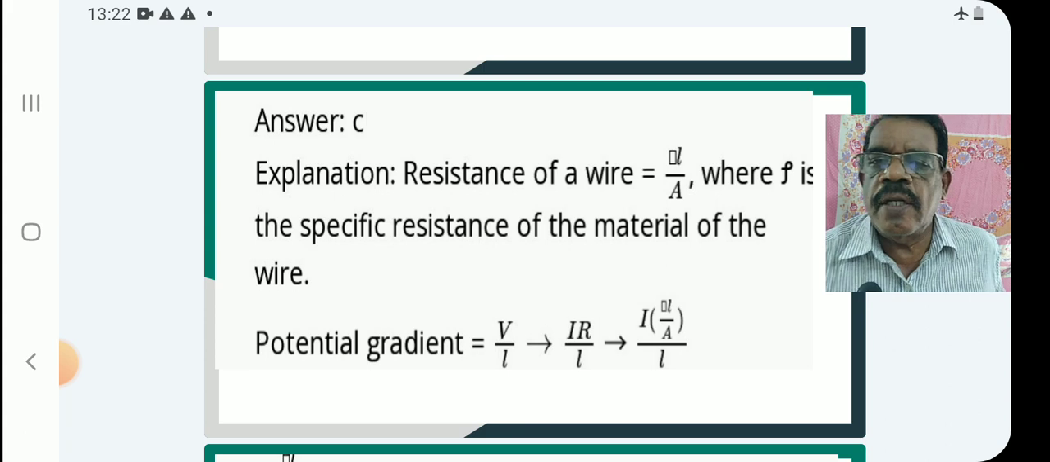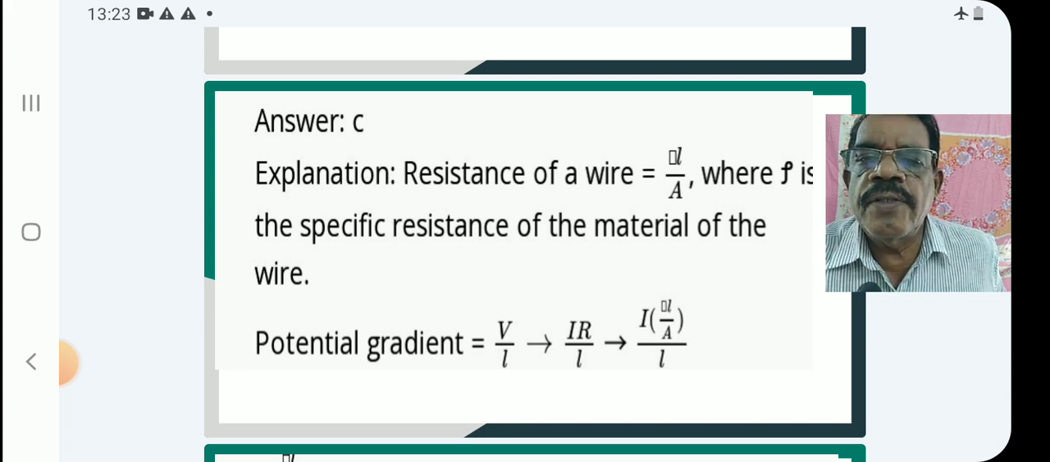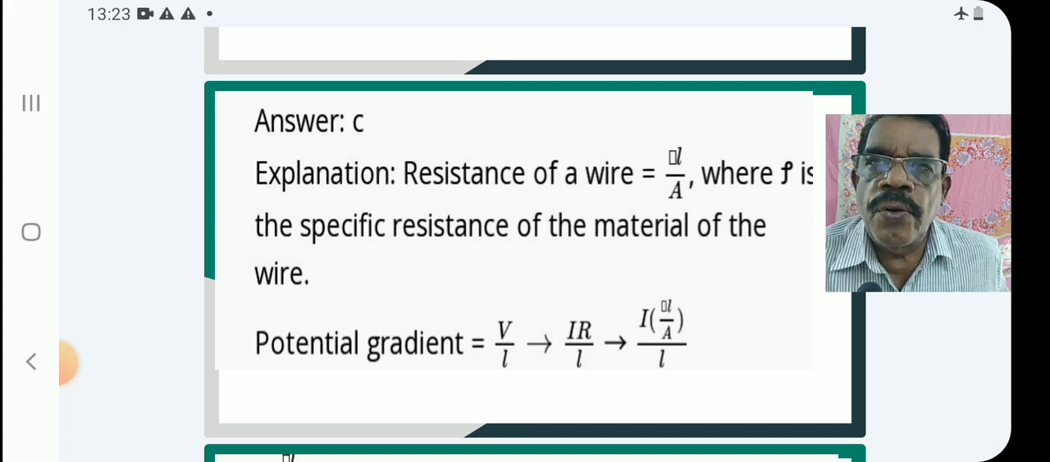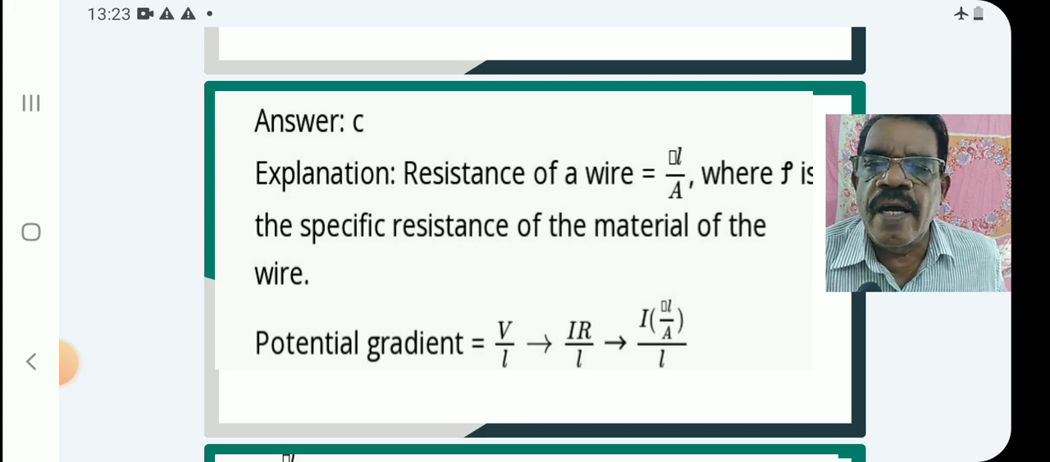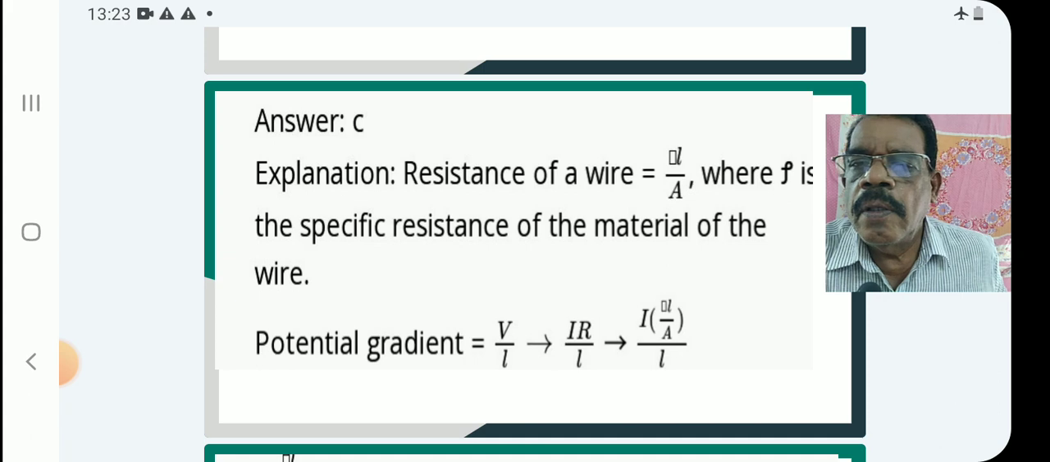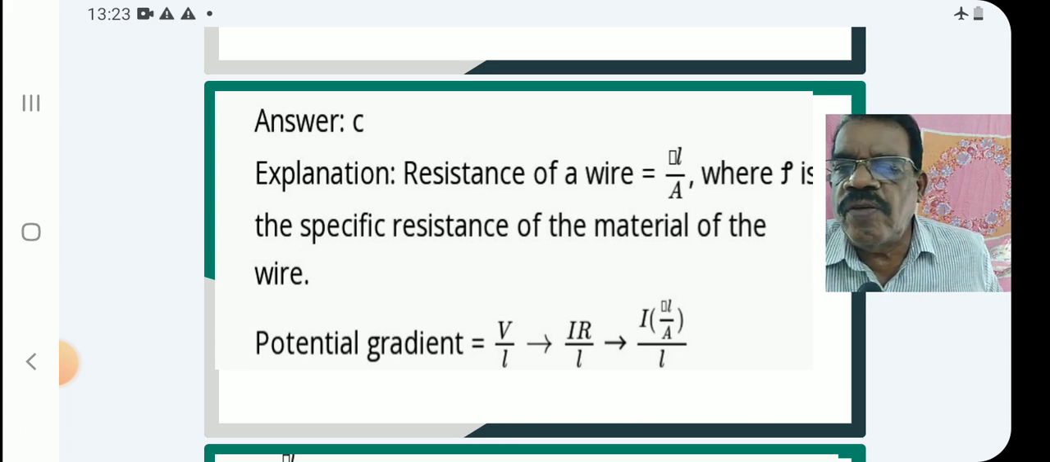You look at the solution. Resistance of the wire is equal to rho L by A. We have studied that rho is equal to RA by L, where rho is resistivity. So from that we can write R as rho L by A. So the resistance of the wire is rho L by A, where rho is the specific resistance or resistivity of the material of the wire.